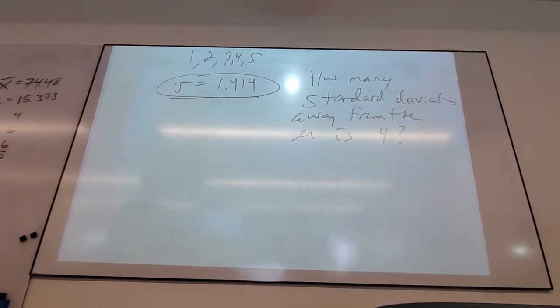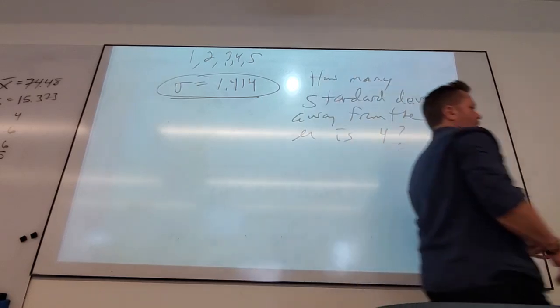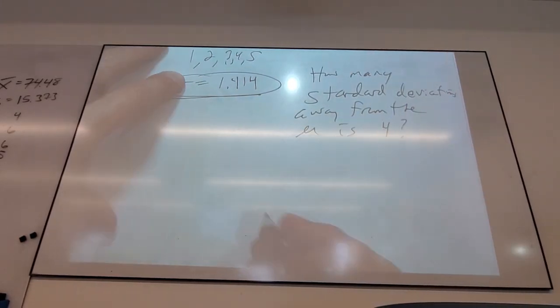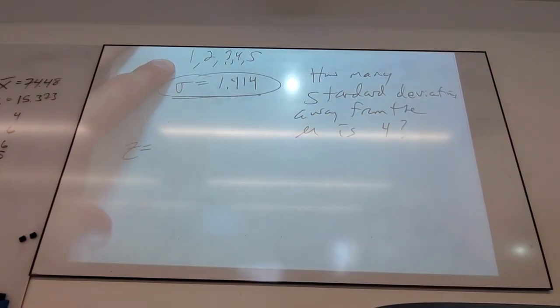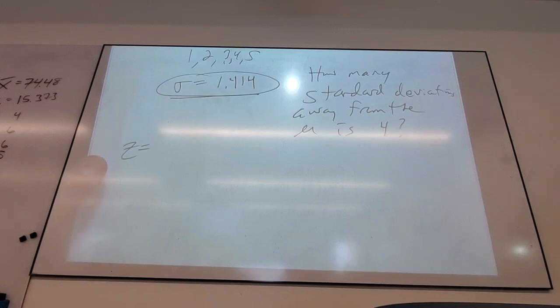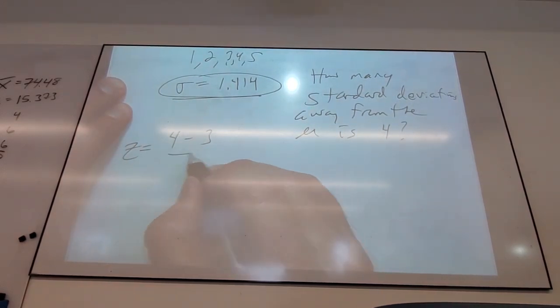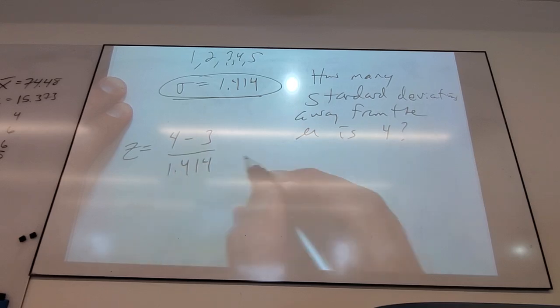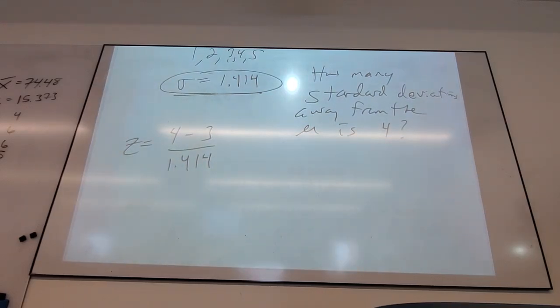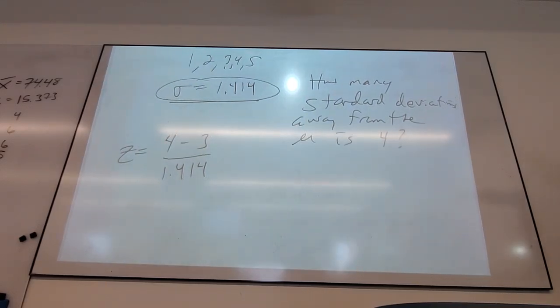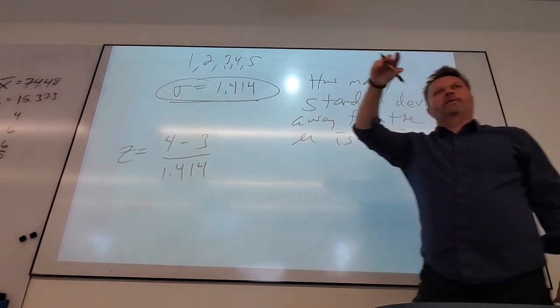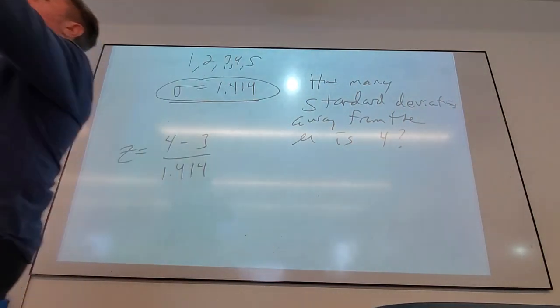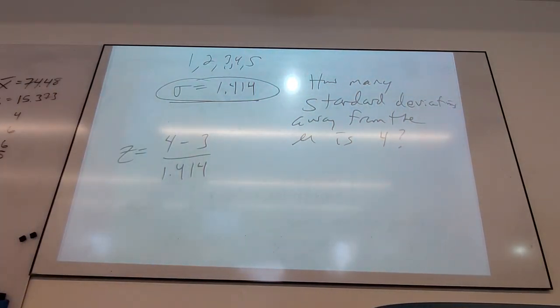Divide what? The data point by the standard deviation? No. Average standard. What am I trying to measure? The distance, correct? This is going to be a lot like class width. How far do I have to go divided by how big each step is? Where did we get the 4 minus 3? How far do I have to go? If I'm talking about the distance from the mean to 4, how far do I have to go?